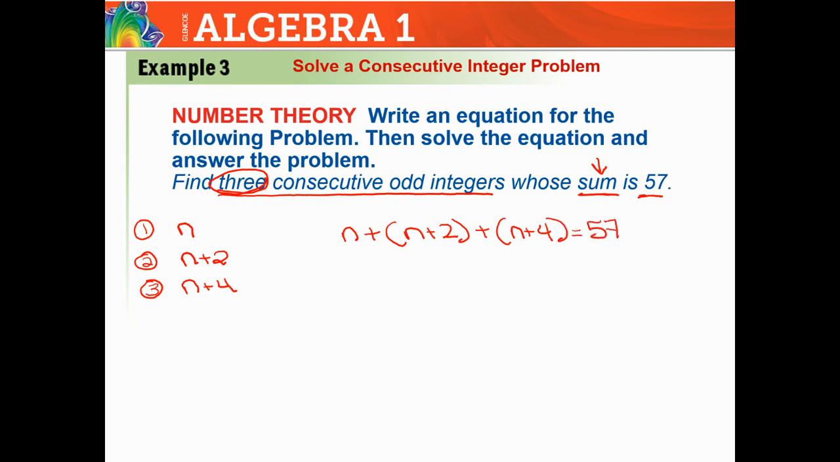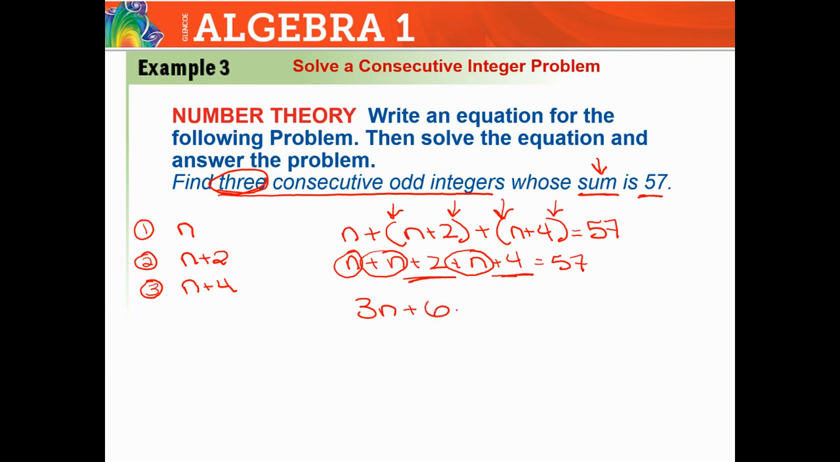So now we simplify it. These parentheses are not necessary. I could just rewrite this as n plus 2 plus n plus 4 equals 57. These parentheses just tell me what I'm plugging in for each section. So we have n plus n plus n, so we have 3n. Then we have a positive 2 and a positive 4. So plus 2 plus 4 is 6 equals 57.